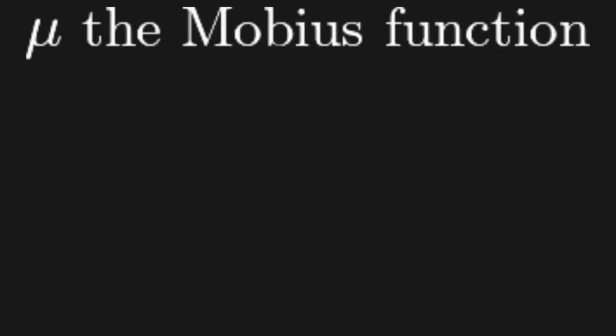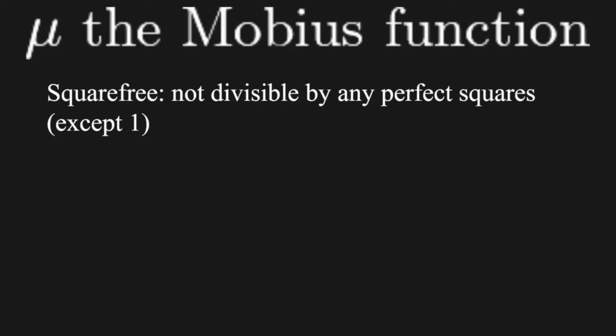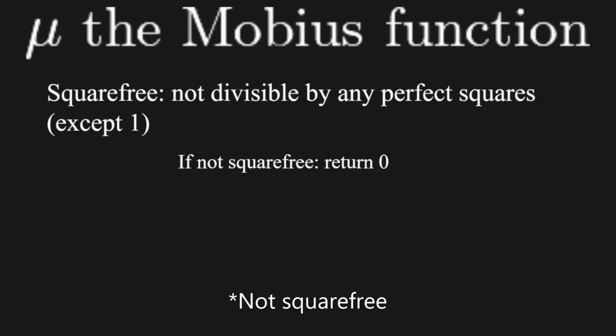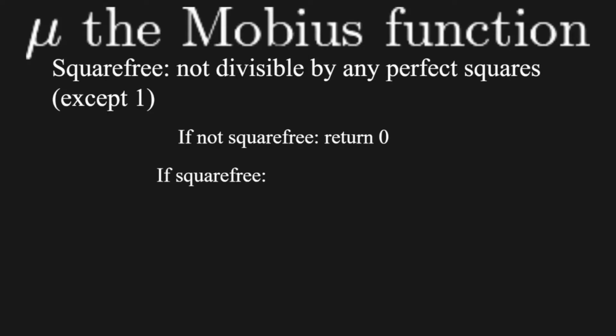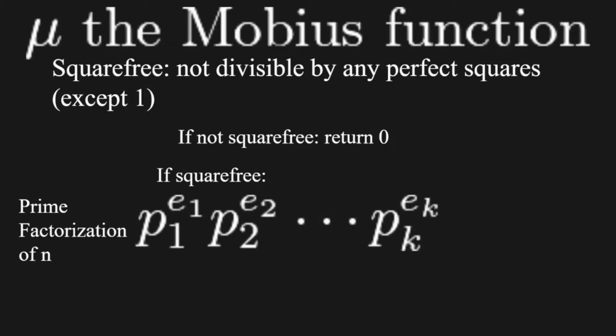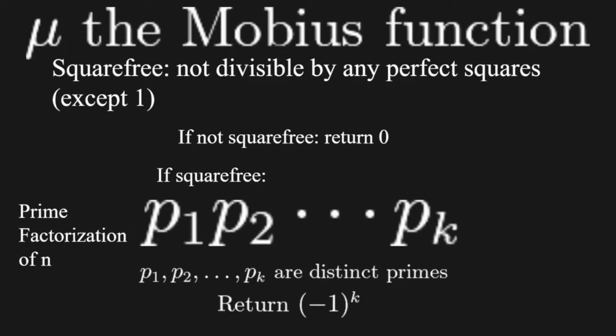The definition of the Mobius function involves square-free numbers. A number is square-free if it's not divisible by any perfect squares except for 1. If the input n is not square-free, we return 0. Otherwise, we have to look at the prime factorization of n. Here's a general formula for a prime factorization. However, since n is square-free, all the exponents are equal to 1. Thus, n is the product of many distinct primes. If there's k primes, we return -1 to the kth power.